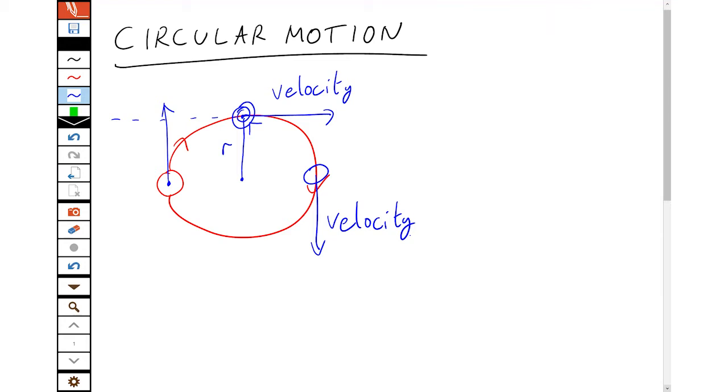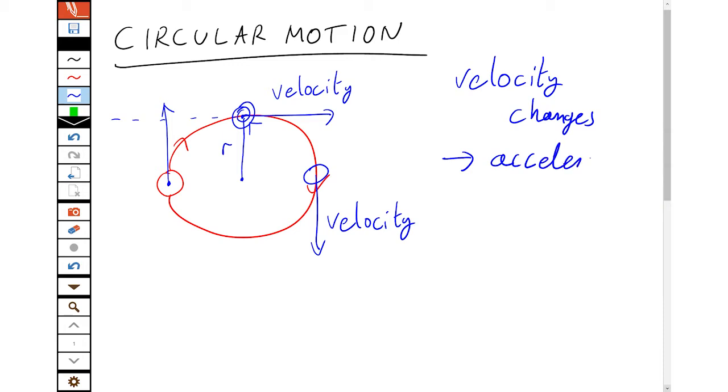But remember, velocity is a vector. It has a size and a direction. So if the velocity has changed, what does that mean? If the velocity changes, that means there is an acceleration. Remember, in conversational English, we think of acceleration just as speeding up, but in physics, acceleration is speeding up, slowing down, or changing direction.